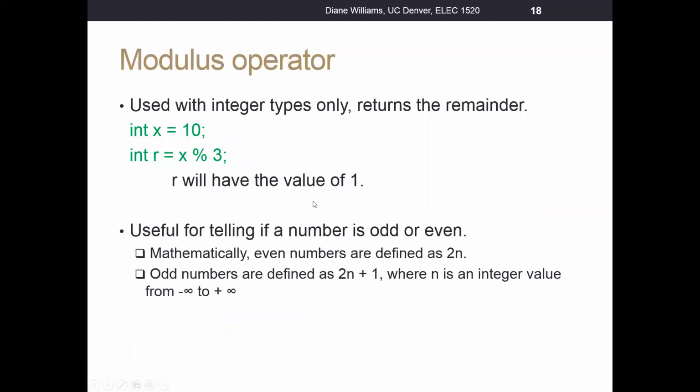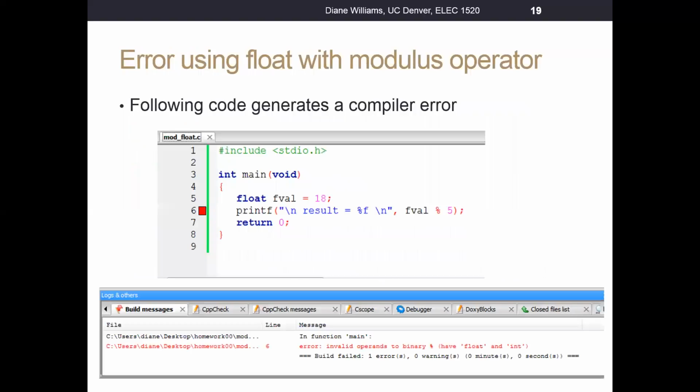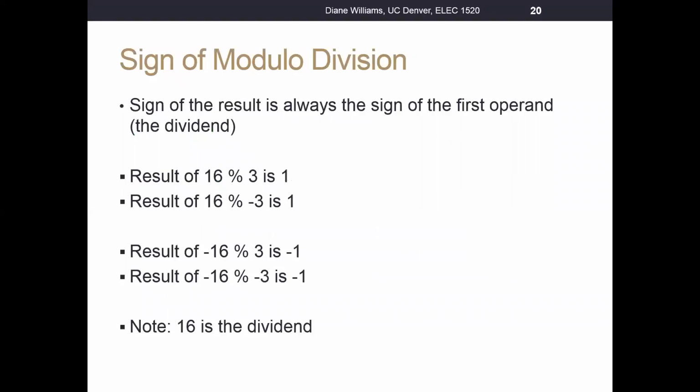All right, so we talked about the modulus operator, right? It has lots of uses. All right, we'll see them as we go along. All right, that's an example of incorrectly using the modulus operator with float, which I've already shown you. Now the modulus operator, right, it works with both positive and negative numbers.